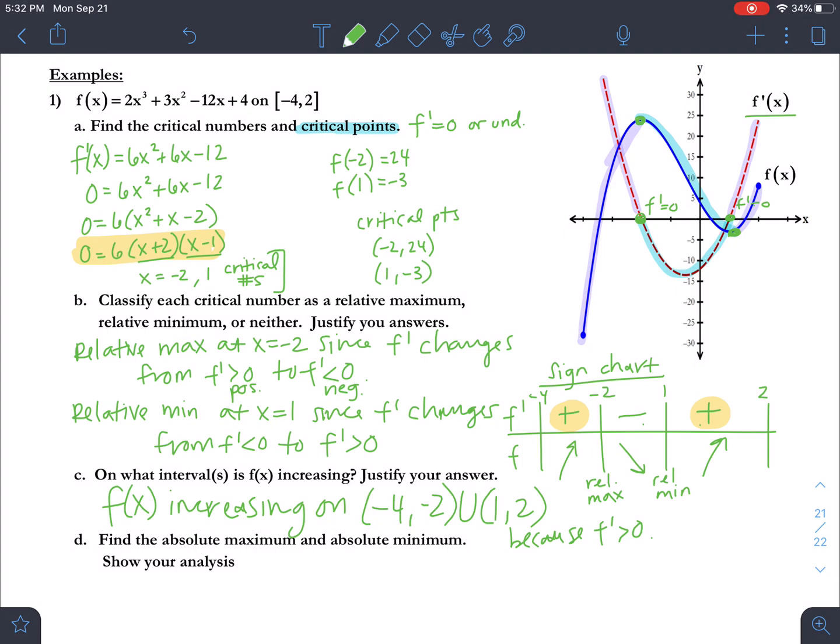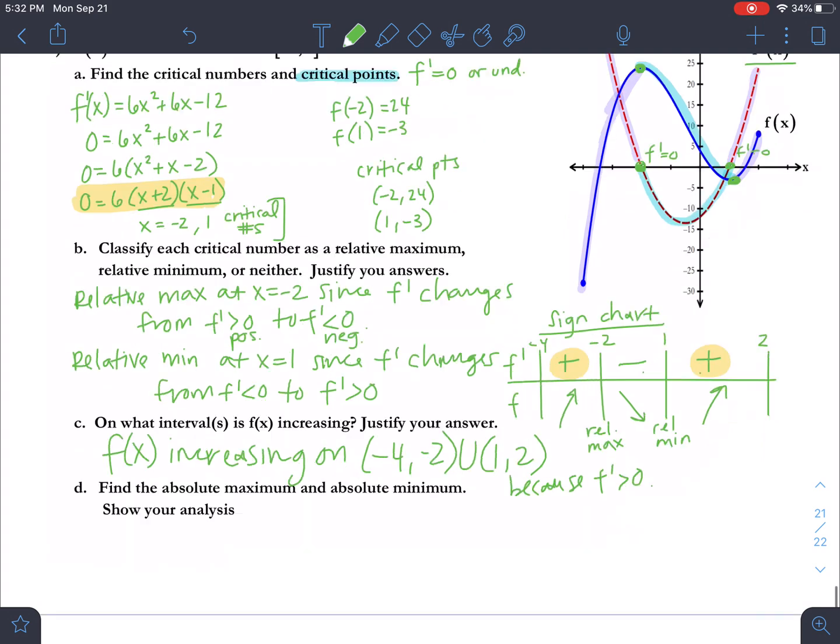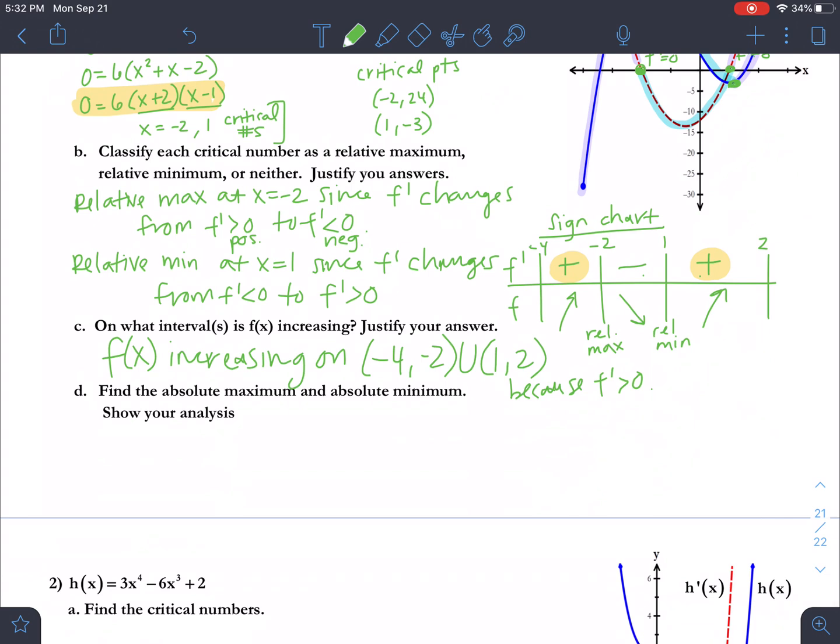So let's take a look, if you're ready. Part D, we're talking about absolute max and absolute min. Remember, we can just call those max and min, and absolute is implied. Show your analysis. If we're going to show our analysis here, we're going to evaluate f of x at the endpoints and at the critical numbers.